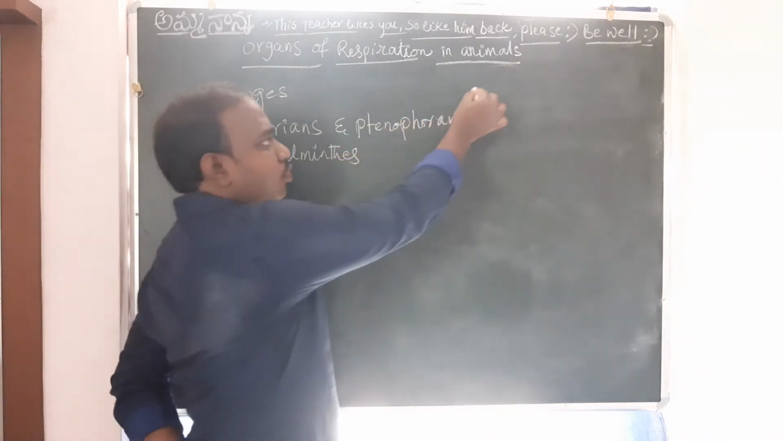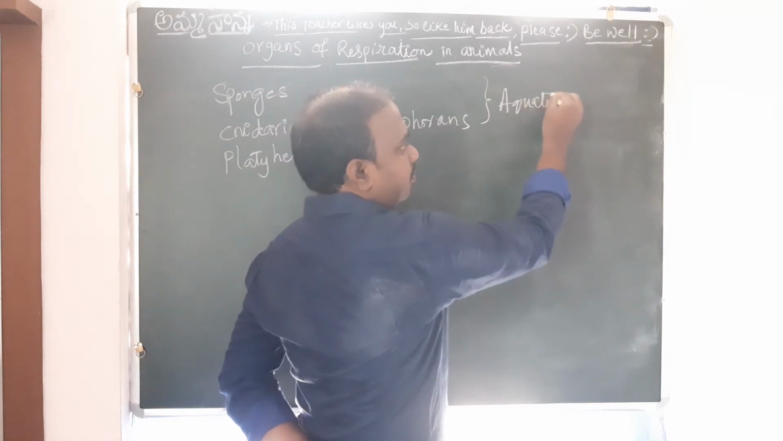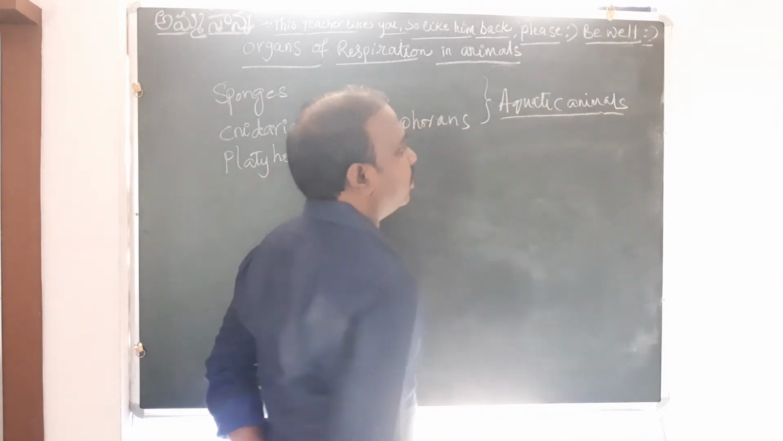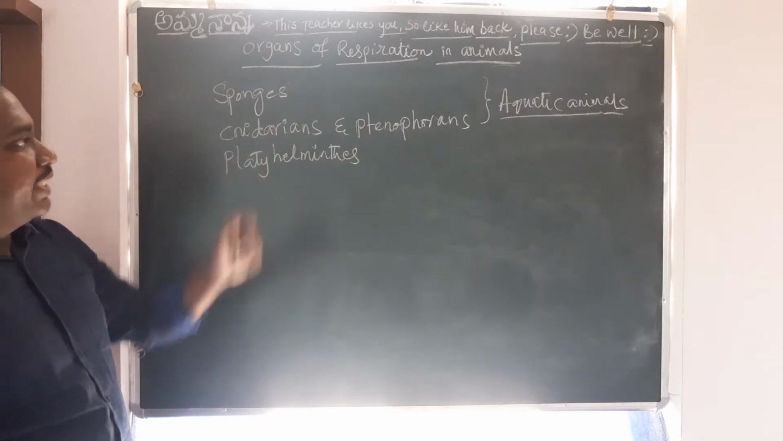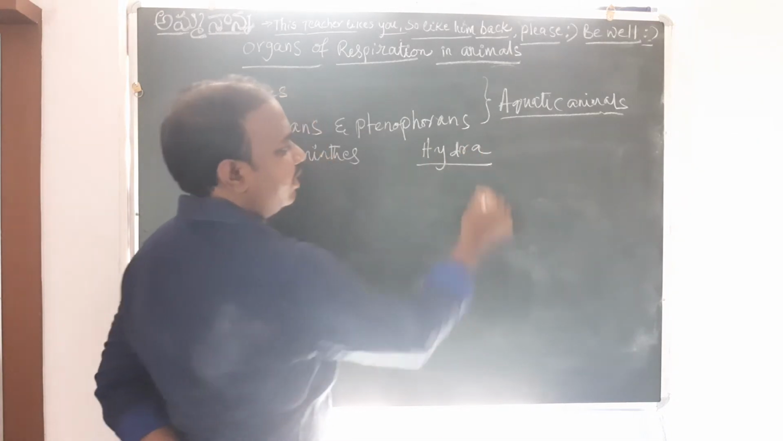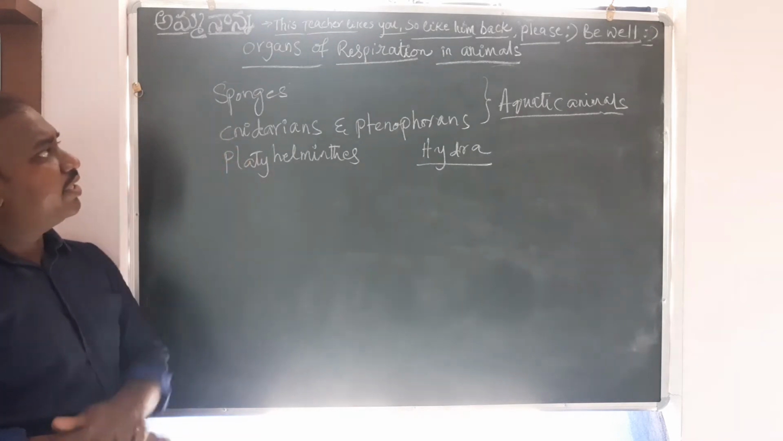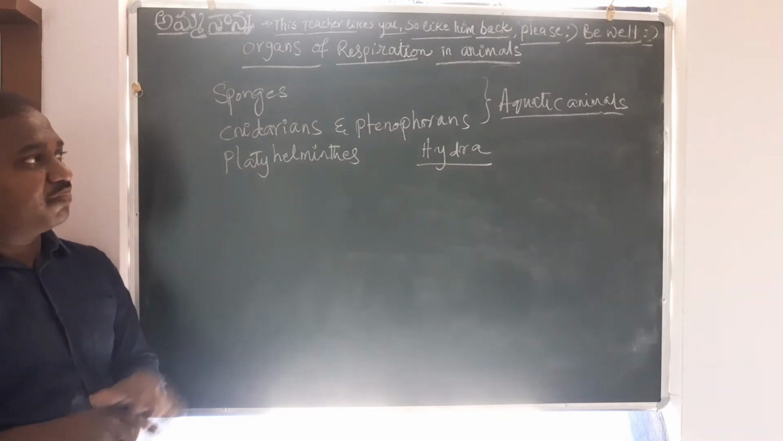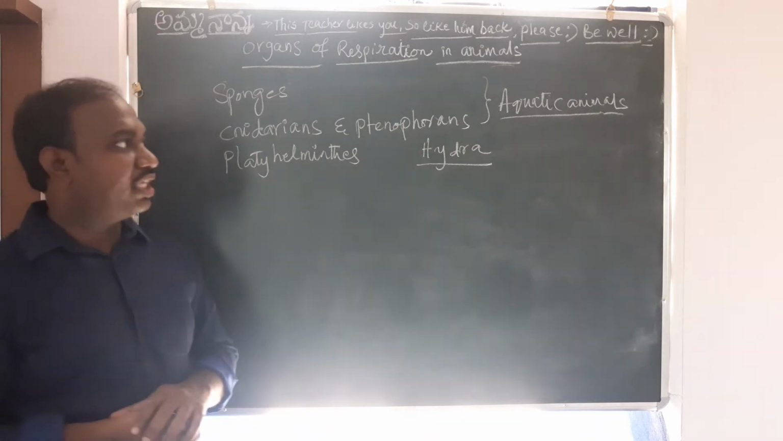these two groups of animals are aquatic animals. Most are marine, but some live in freshwater as well in these groups. For example, in the cnidarians, if you take Hydra, it is a freshwater aquatic animal, and many of the sponges are marine. We have freshwater sponges as well, but regardless, all these animals are aquatic in nature. That means they live in water.